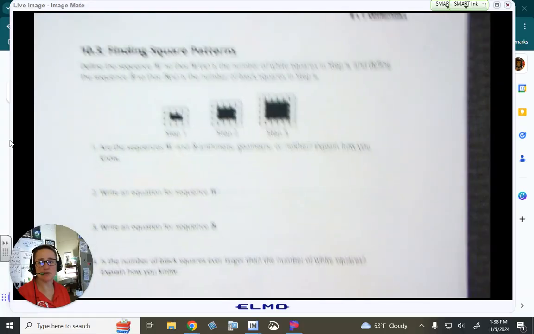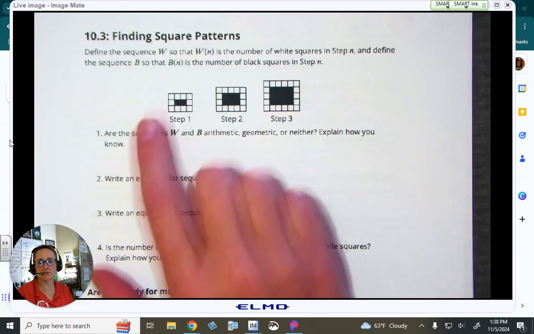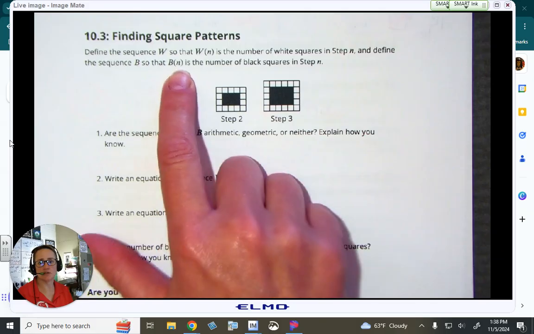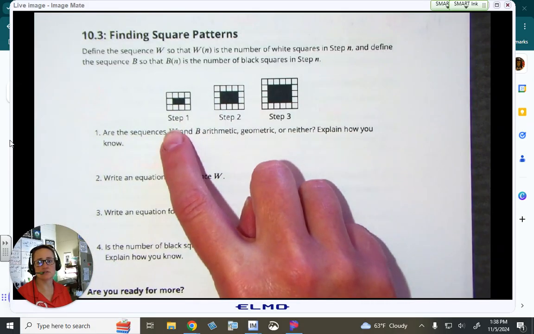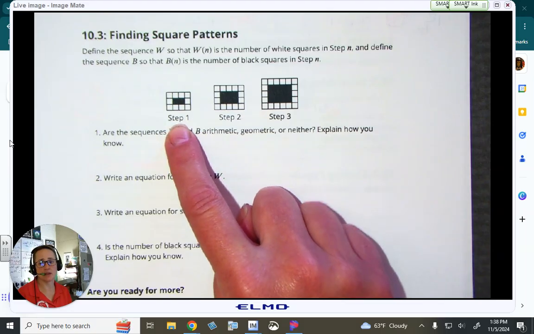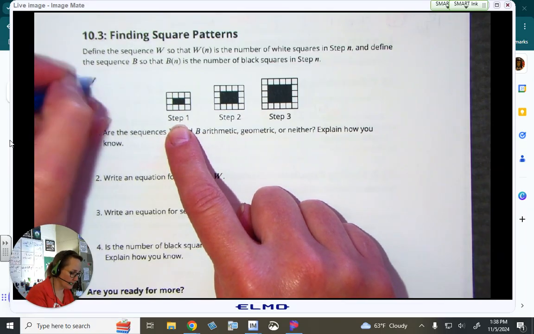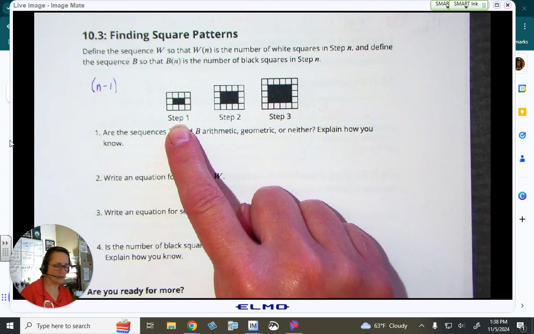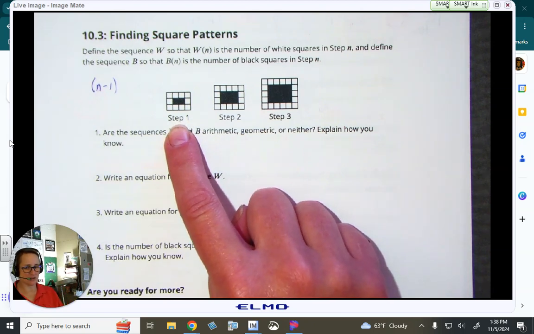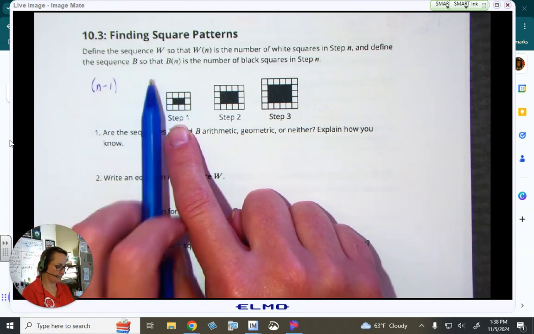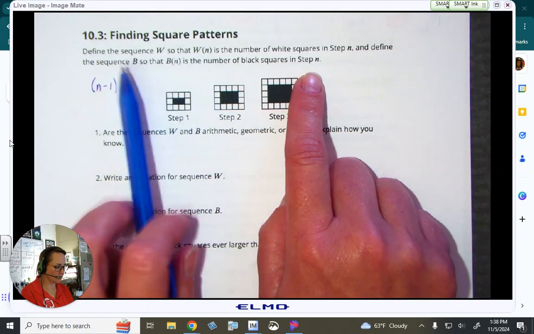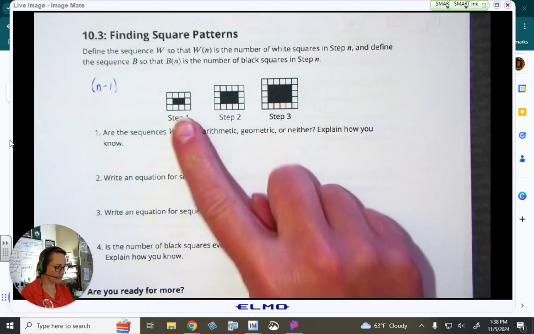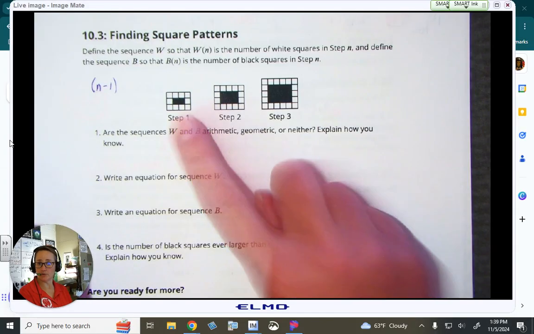All right, 10.3, let's zip through. Finding square patterns. Define the sequence W. So W is the number of white squares in step N. Notice this starts with step 1. So I'm going to use the N minus 1 type of equation. All right. So W is the number of white squares, B is the number of black squares. Oh, they both change. Okay.